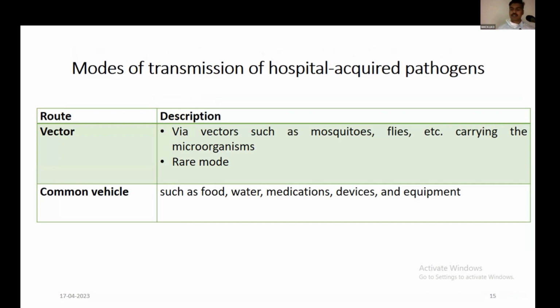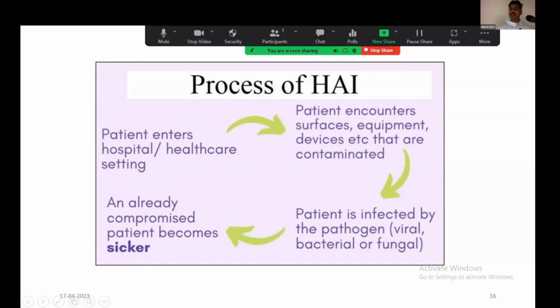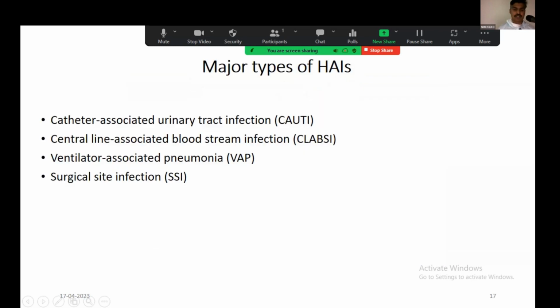Mosquitoes and fleas in your hospital premises, carrying microorganisms, can cause hospital-acquired infection. The fourth is common vehicles such as food, water, medication, devices, and equipment-related hospital-acquired infection. So what is the process of hospital-acquired infection? The patient gets admitted to the healthcare facility. Then the patient encounters surfaces, equipment, and devices that are contaminated, followed by the patient being infected with that pathogen, and the already compromised patient becomes sicker with the hospital-acquired infection.